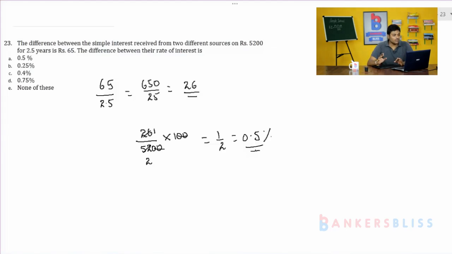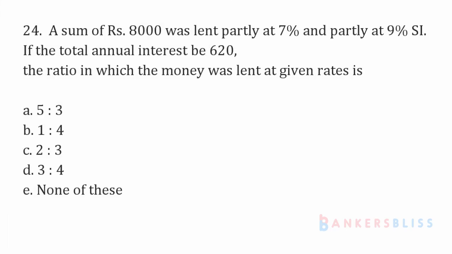So let us go for the next problem, that is the 24th. A sum of rupees 8,000 was lent partly at 7% and partly at 9% simple interest. If the total annual interest is 620, the ratio in which the money was lent at the given rates is.